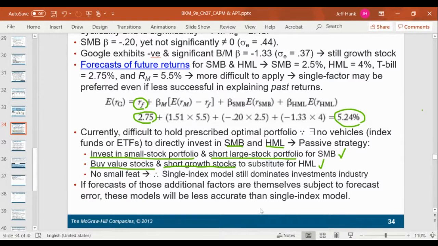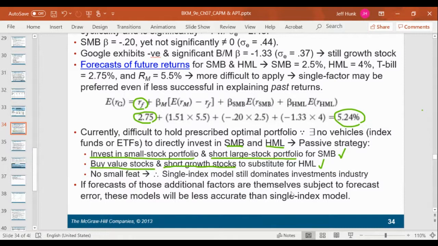And if they exactly invest the proceeds into the entire value stocks in the market, then they can represent our variable. But hedge funds vary in size, and they are very secretive. They don't reveal their strategy, so it's hard to observe. It's no small feat. Because of that, the single index model still dominates the investment industry.